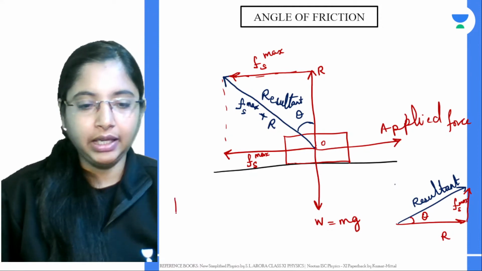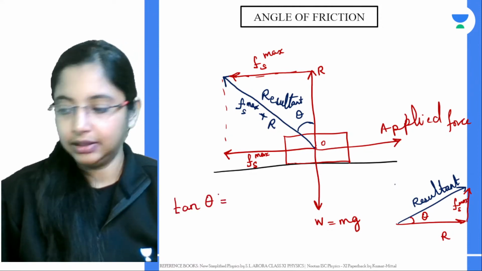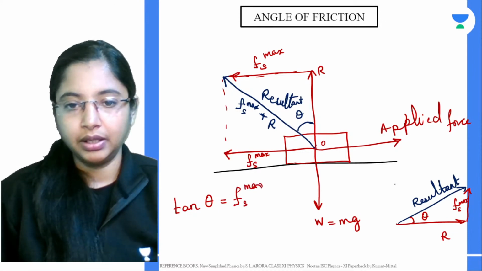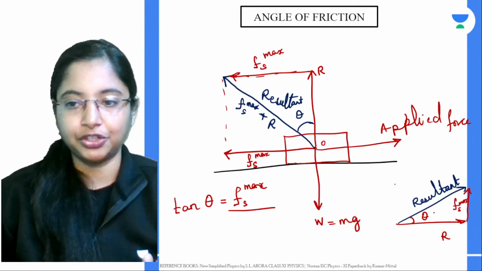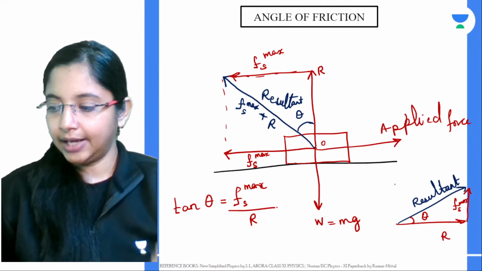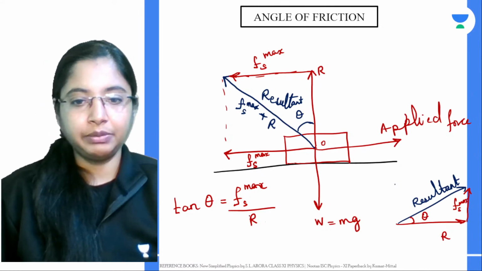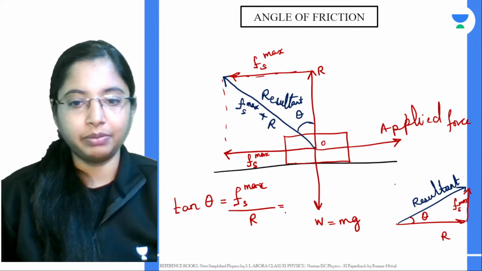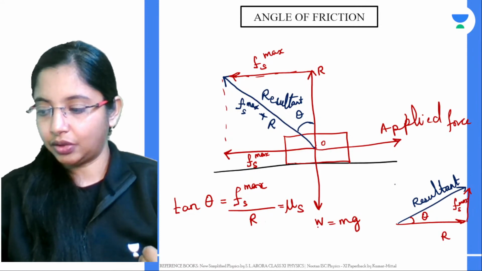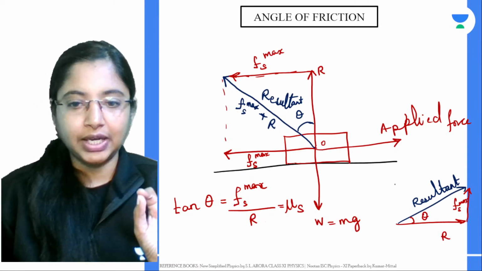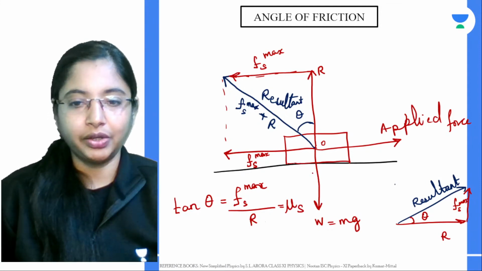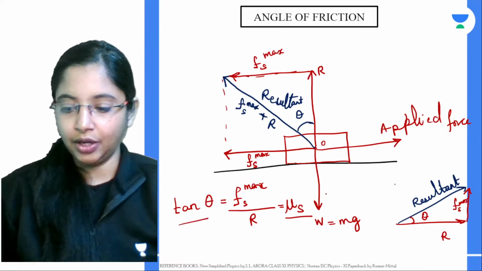So from here I can say your tan theta is actually equal to your limiting force over here, which is your maximum static friction, by your reaction force R. Okay. Now we know this limiting force, the maximum friction by R, is nothing but your coefficient of static friction. Okay, so the coefficient of static friction is equal to tan of this angle of friction over here.